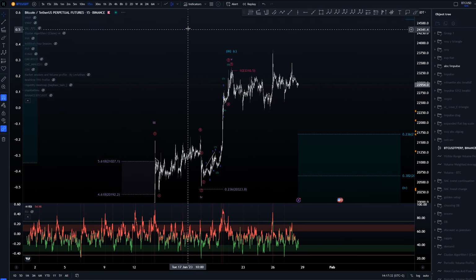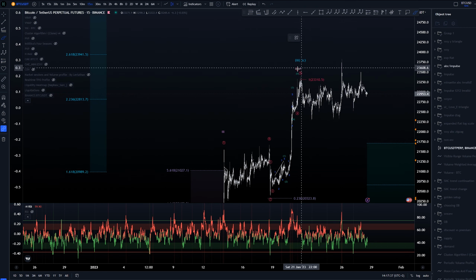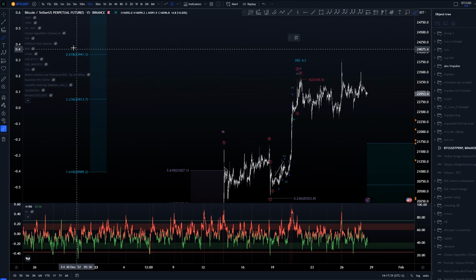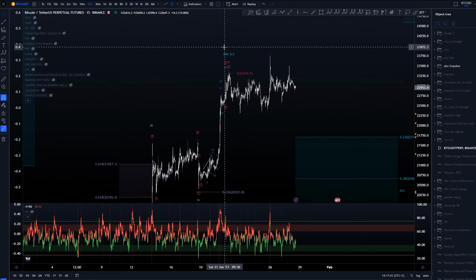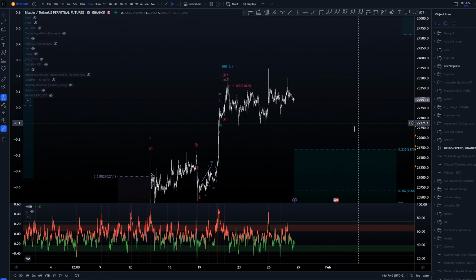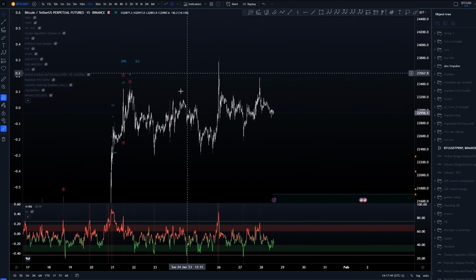Why I do prefer the third wave over the C wave is just based on the extensions that we had previously up into these highs. We've already gotten almost to the 2.618, which definitely fits a third wave more than anything else. Now, let's take a look at this mess that we've had.